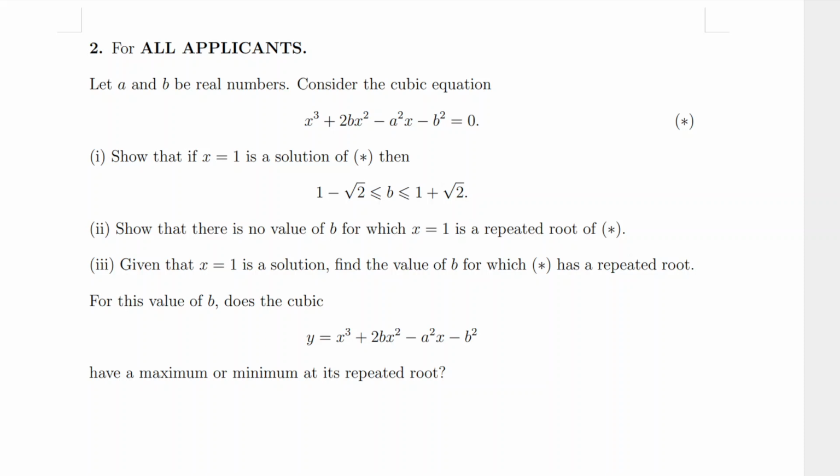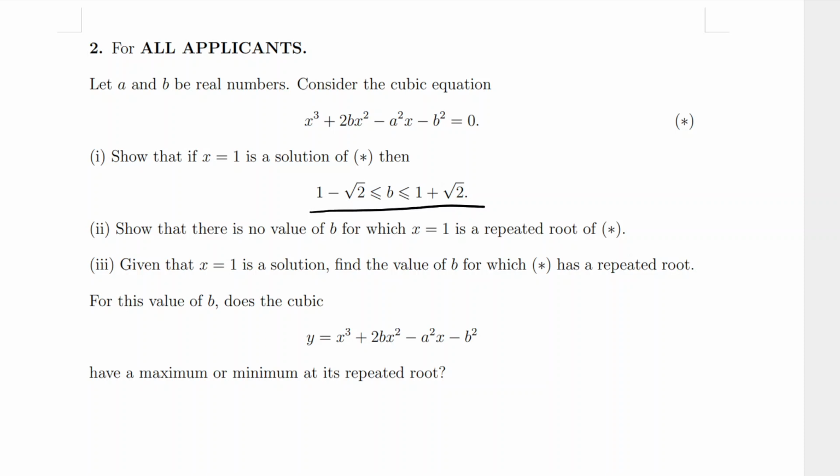Okay, let's move on. M18, 2014. Question 2. So, let a and b be real numbers. Consider the cubic equation x cubed plus 2bx squared minus a squared x minus b squared equals 0. Show that if x equals 1 is a solution of star, then this holds.